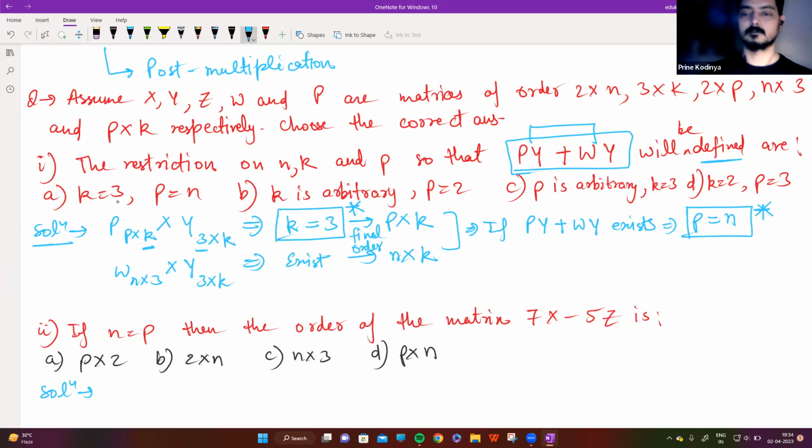So K equals 3 is definite. Then only PY can be found out. PY is possible to find out. And P equals N because PY plus WY, there is an addition of two matrices involved. Now find out the second part. If N equals P, then the order of the matrix 7X minus 5Z.